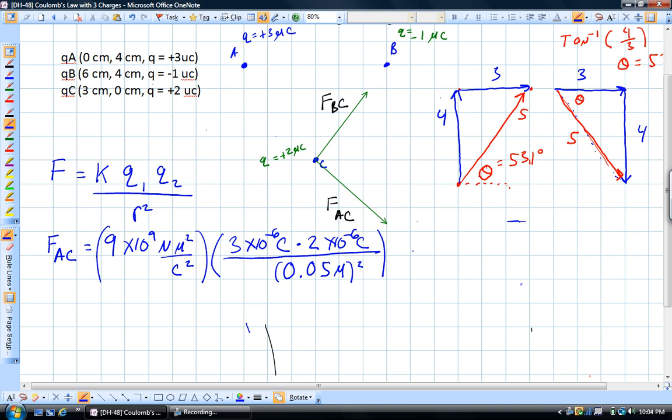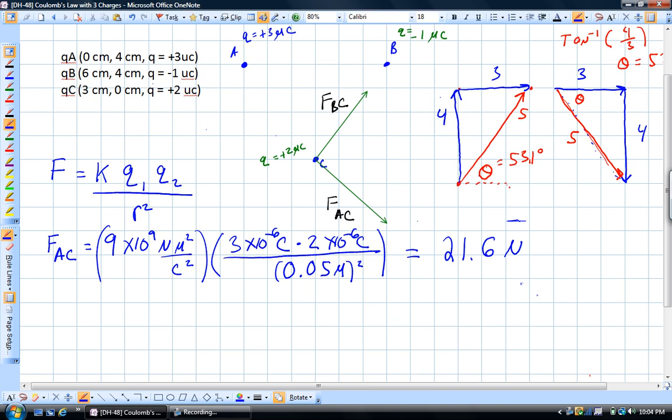squared. And when you plug all that into your calculator, you should get a force with a magnitude of 21.6 newtons. And we've already seen that it's going to act in a direction that is going to be 53.1 degrees below the positive axis. But we'll hold on to that.